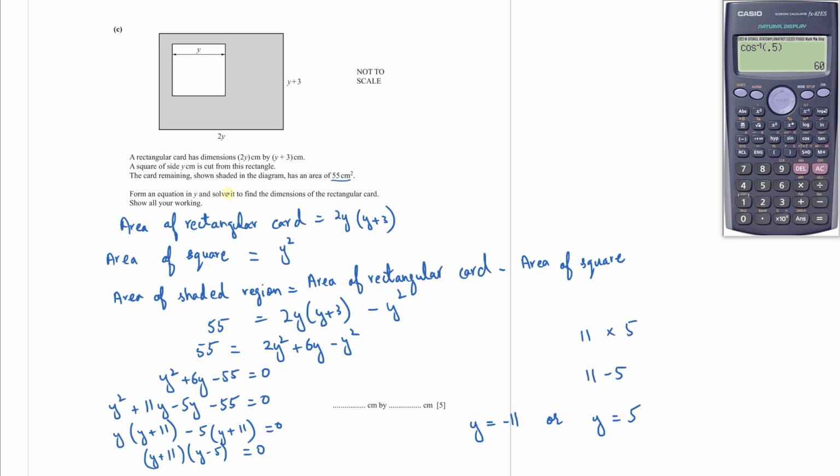So now you need to find the dimensions of the rectangular card since you have calculated y. So length of rectangular card is 2y. So this will become 2 times 5, which is 10. And then width of the rectangular card is y plus 3. So this will become 5 plus 3, 8. So dimensions are 2y by y plus 3 centimeters. So 2y is 10 centimeter by 8 centimeter.